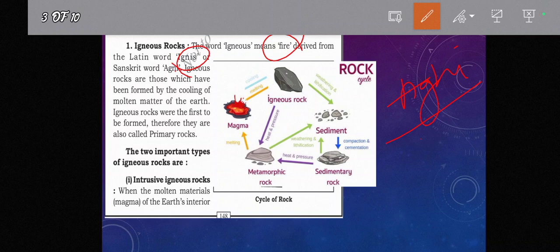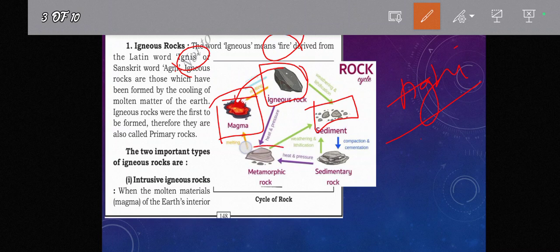Before that, let us understand magma. This is the magma. It is inside of the earth. When it comes out and cools, it becomes an igneous rock. Then due to weathering it breaks into parts, and then it is a sedimentary rock. As I said, after that, with pressure and heat, it will be turned into the metamorphic rock. This is called the rock cycle.